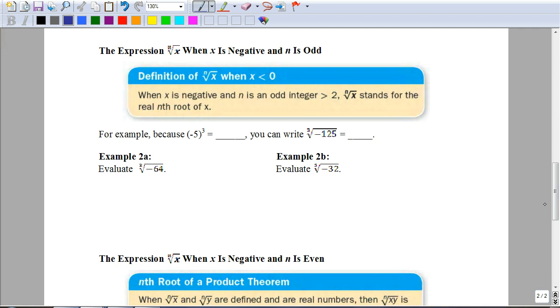Okay, so let's look at this next example. This box is saying when x is negative and n is an odd integer greater than 2, the nth root of x stands for the real nth root of x. Here's what they mean by that. Let's look at some examples. Let's say I have negative 5 cubed. We know my answer is going to be negative 125. So in other words, you can write the cube root of negative 125 equals negative 5.